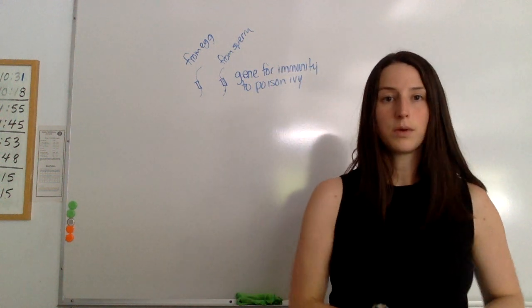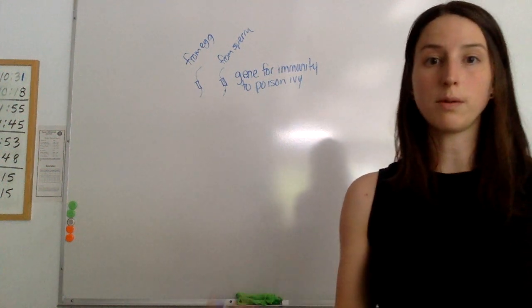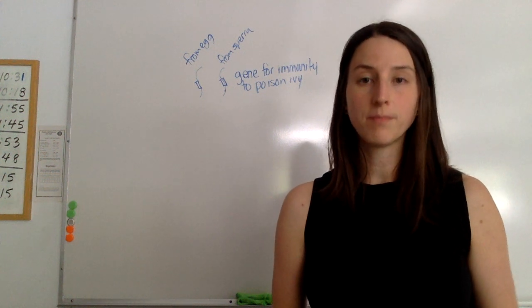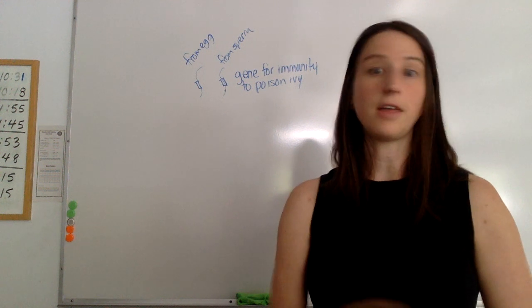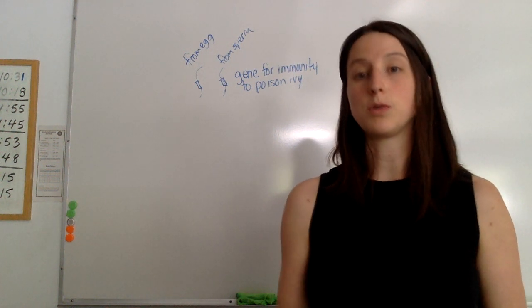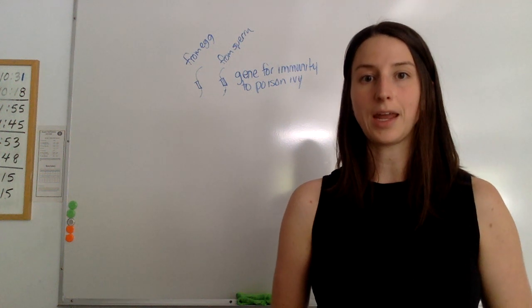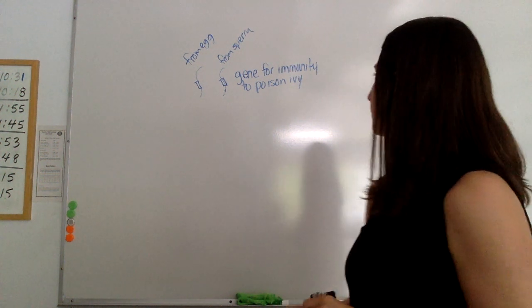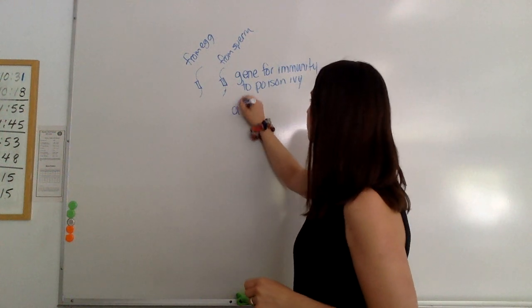All right, so you have a gene, and it determines whether or not you are immune to poison ivy. So if you're somebody who is immune to poison ivy, you can interact with this plant and get it on your skin, and nothing's going to happen. If you are a person who is not immune to poison ivy, when you touch this plant, you are going to get a pretty nasty rash that can be quite painful. So there are two different alleles for this gene.